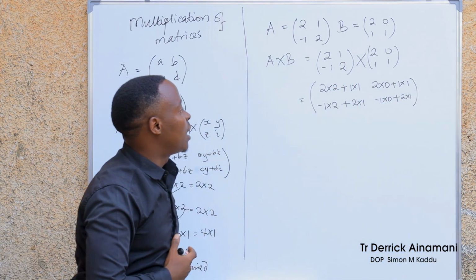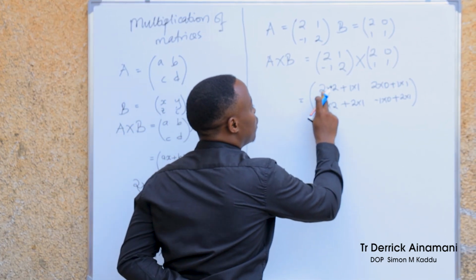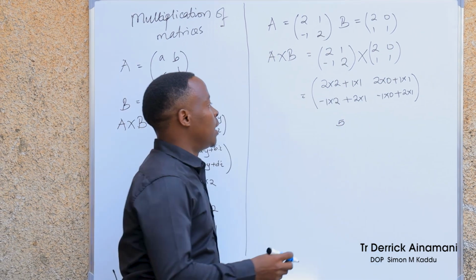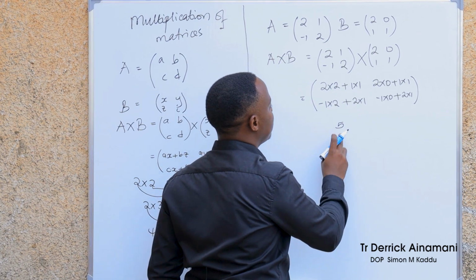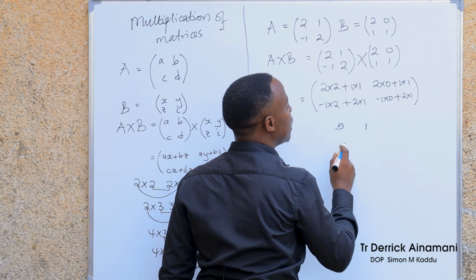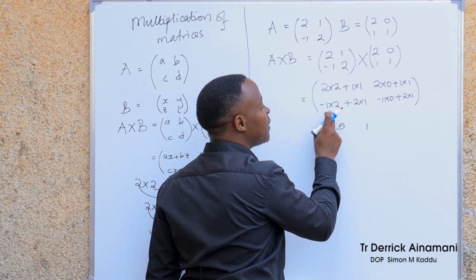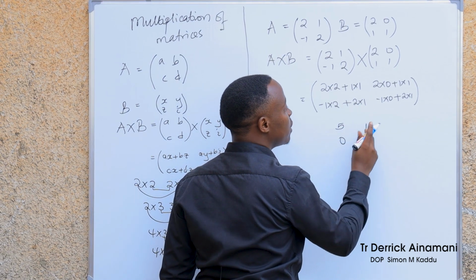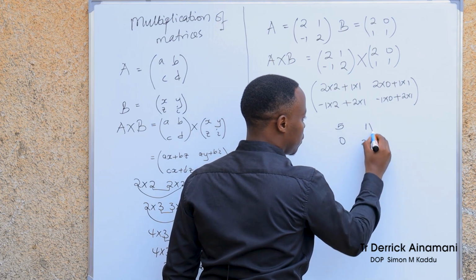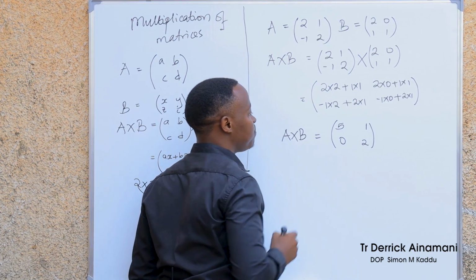Then after reaching here, most of the hard work is done. We just simplify the work. This one would be 2 times 2 is 4, 1 times 1 is 1, so 4 plus 1 we get 5. Yes, so we have a 5. Now 2 times 0 is 0, 1 times 1 is 1, so we have a 1 here. Negative 1 times 2 is negative 2 plus 2 times 1. That means we shall have negative 2 plus 2, which is a 0, and then negative 1 times 0 is 0 plus 2 times 1, which is a 2. This one is our A cross B.